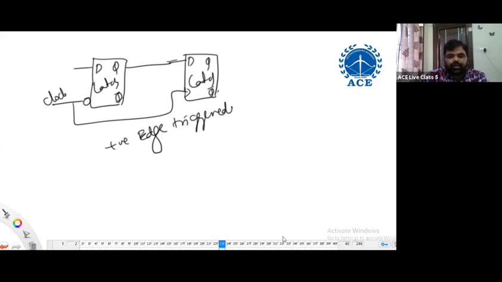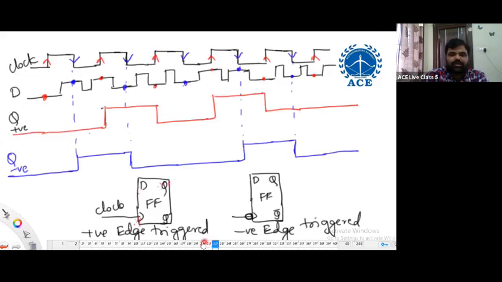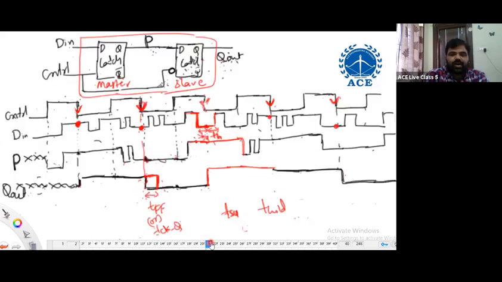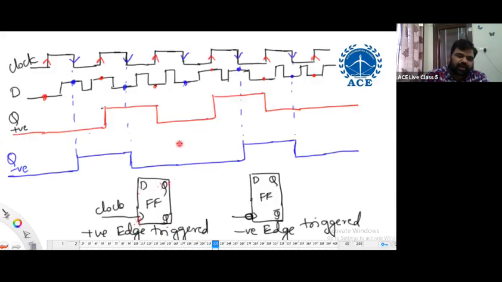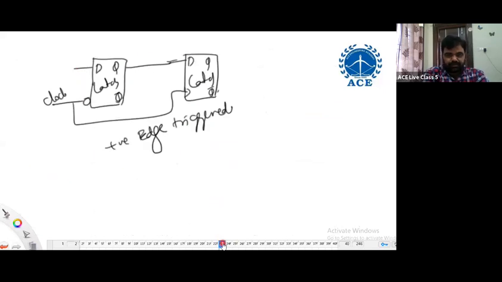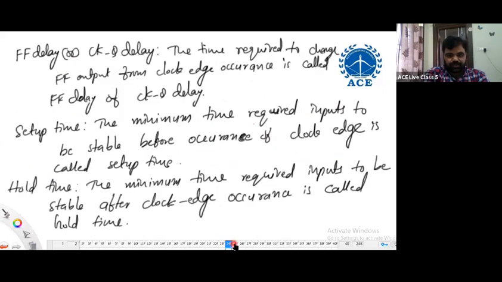So finally, what we have understood is what a level triggered latch is, what an edge triggered flip-flop is, and the properties of flip-flops. We know how to draw the positive edge triggered flip-flop as well as the negative edge triggered flip-flop, and how to draw the latch output also. I hope no one is having any doubts.